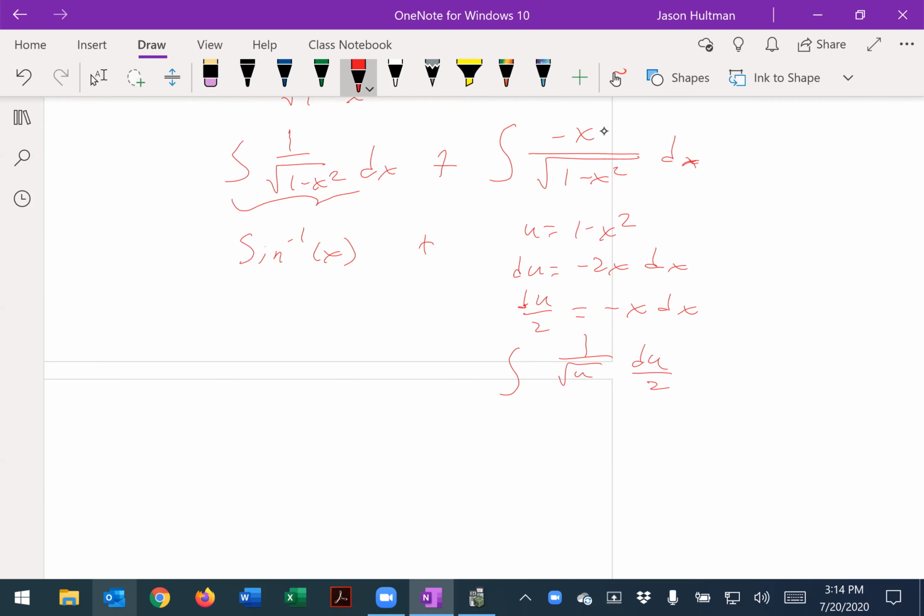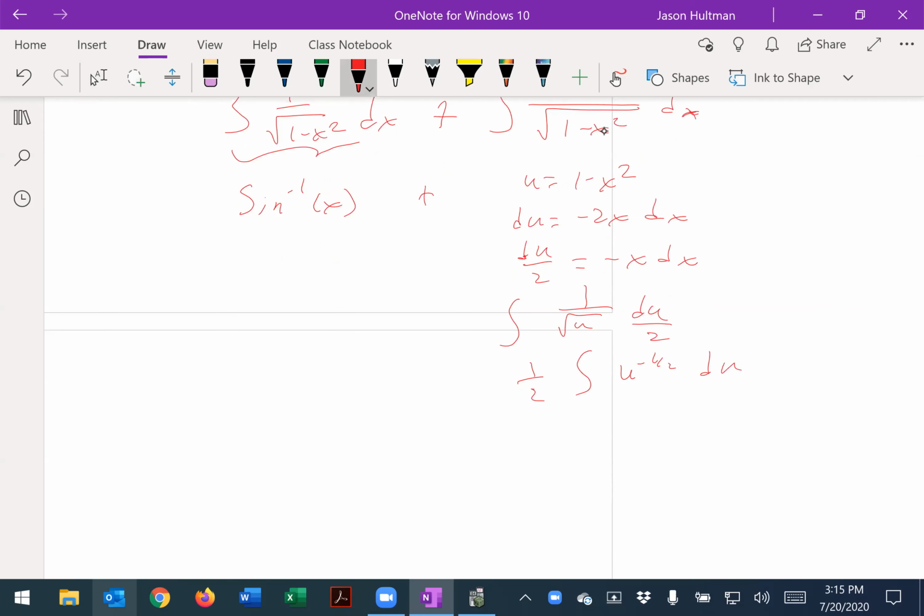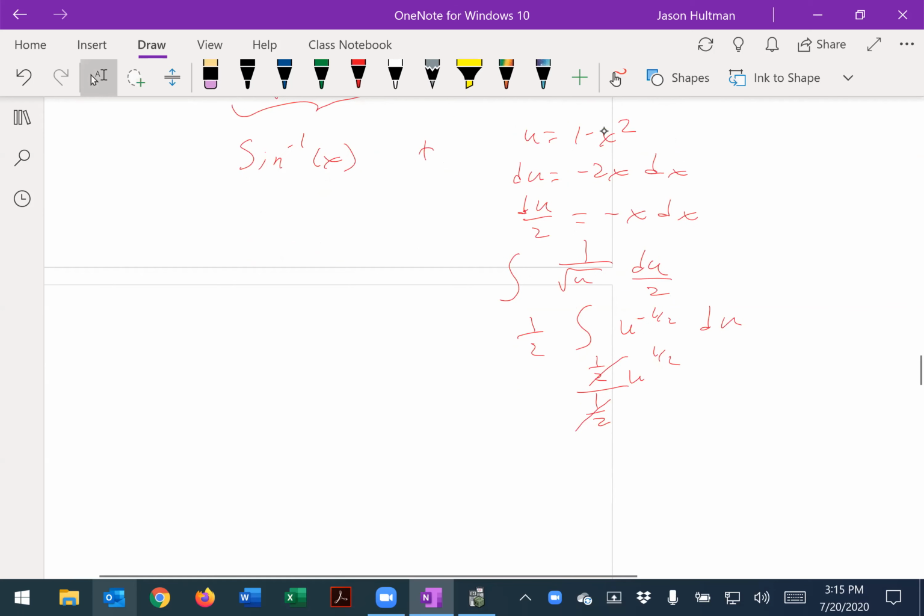Okay, so let's factor out that 1/2. This becomes u to the negative 1/2, very similar to what we've already done in the previous problem, du, right? And so this thing is going to get raised to the 1/2 power, u to the 1/2 power, and then it's going to be the reciprocal. Or I could take this 1/2 on the outside and divide by 1/2. And that just goes away. It becomes 1. Okay, so then this becomes the arc sine of x plus u to the 1/2 plus c.